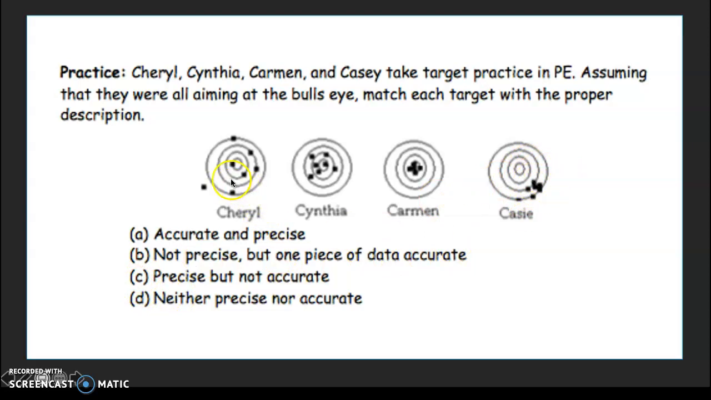So now let's go back to Cheryl and Cynthia. Cheryl, we see her dots are all over the place. But then we have Cynthia who has one dot right at the edge of the center, right? So Cheryl, I would claim, is neither precise nor accurate. Her being at the edge doesn't help. We want her to be directly at the center. That would leave Cynthia with being not precise, but one piece of data accurate, because we do see that one dot has ended up in the middle. So that was that example.